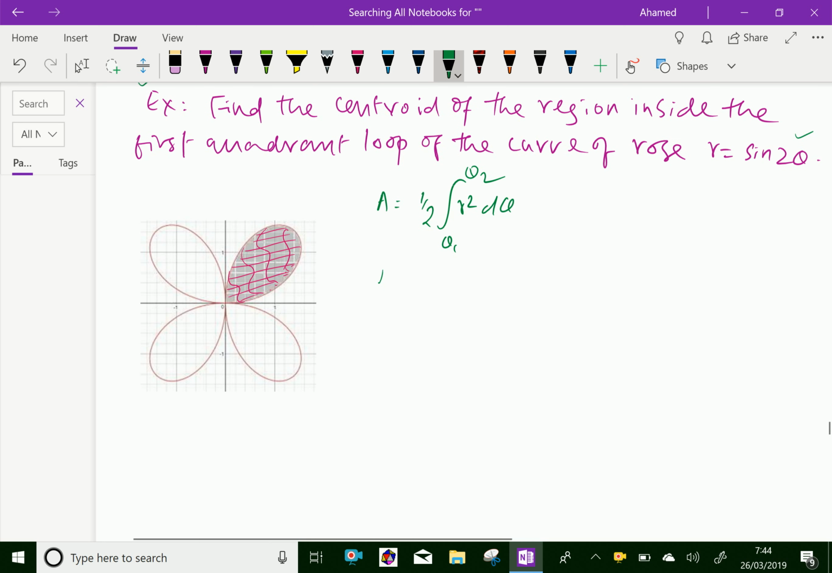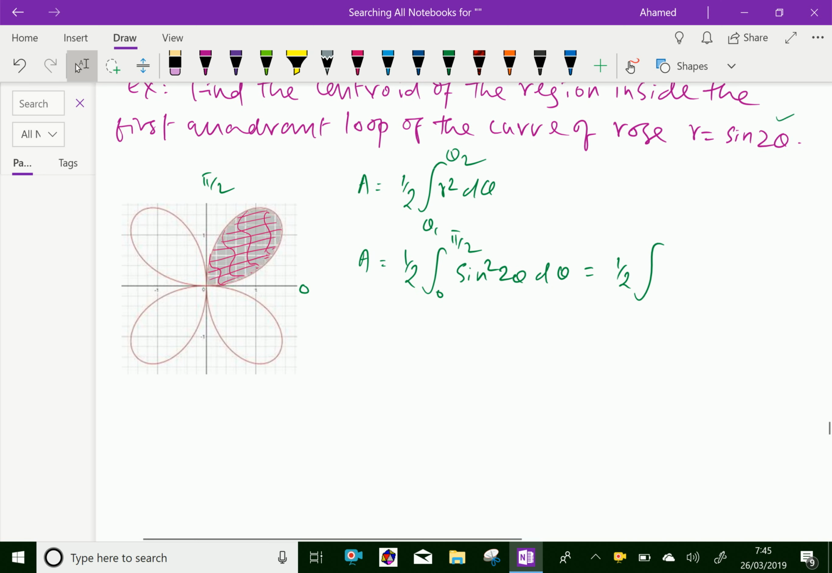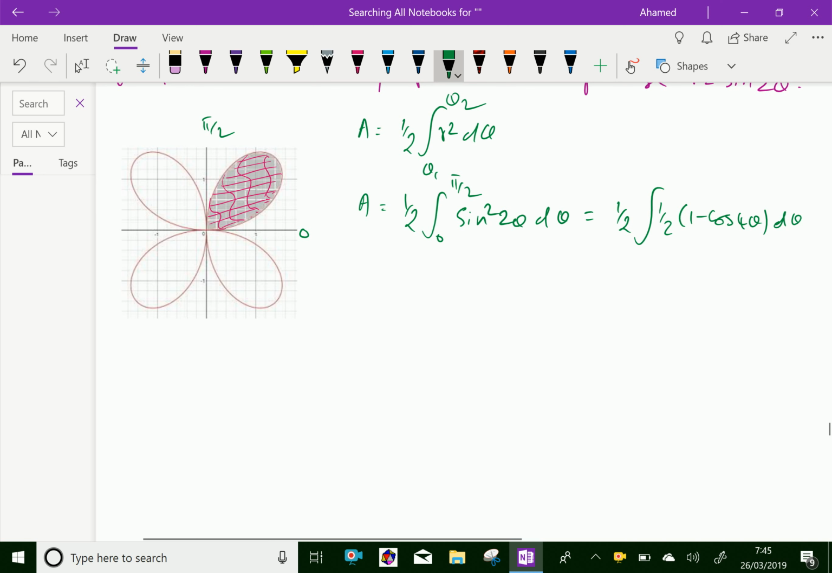Now, we will substitute the limits 0 to pi by 2, that means in the first quadrant, of r squared. R is sine 2 theta, so we have sine squared 2 theta d theta, which is further equal to half. Sine squared 2 theta we can write as half of 1 minus cos 4 theta d theta. Further, A equals half into half, which is 1/4.